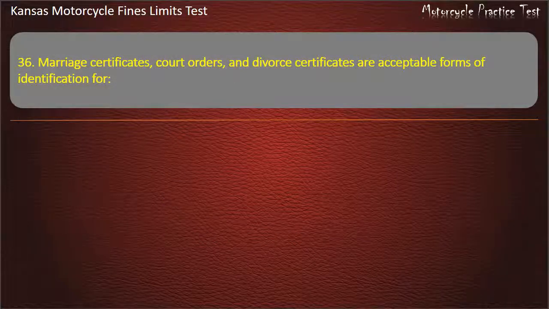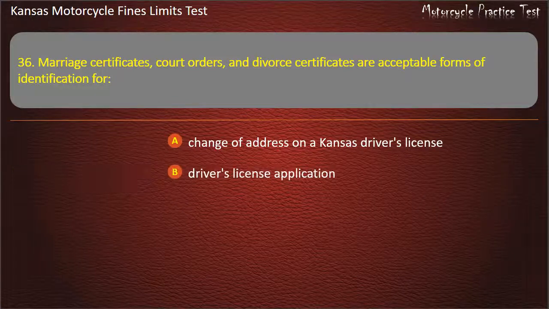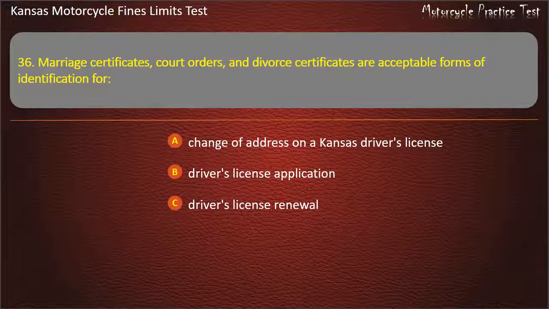Question 36. Marriage certificates, court orders, and divorce certificates are acceptable forms of identification for change of address on a Kansas driver's license. Driver's license application. Driver's license renewal. A traffic stop. Answer. Change of address on a Kansas driver's license.